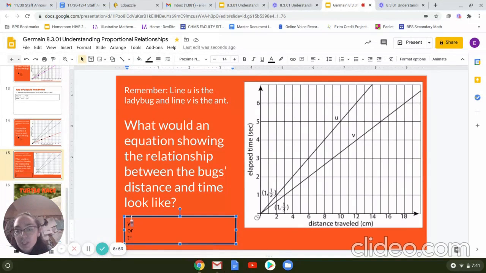I want you to write an equation for this one. Take 30 seconds right now. Write an equation for this one. Pause it.